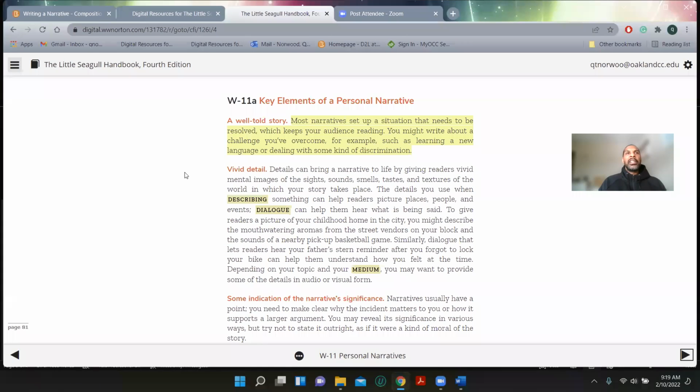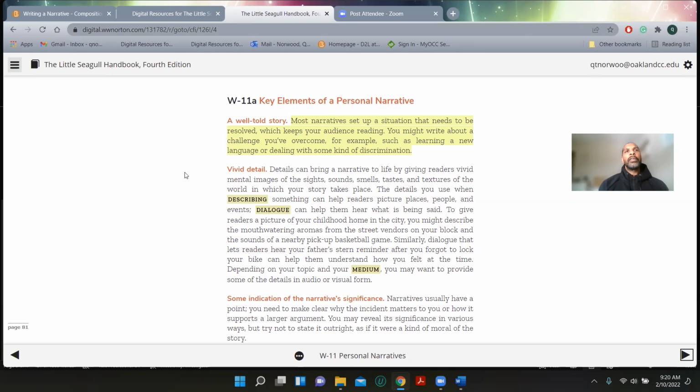Most narratives set up a situation that needs to be resolved. Like rediscovering self-love, as we just read in the essay we went over. You might write about a challenge you've overcome, for example, such as learning a new language or dealing with some kind of discrimination. And I'm sure we've all had that experience on some level, whether we're discriminated against because of our race or gender, our preferences, whatever. Lifestyle. Maybe you got tattoos on your face. People judge you for that stuff.